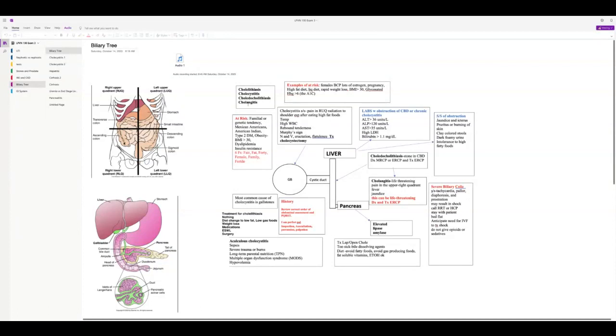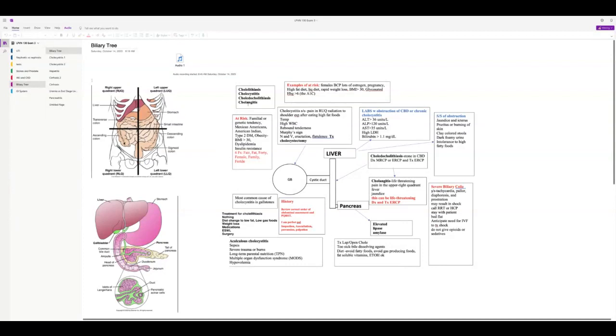It could be changing the diet to a low-fat diet, low gas producing food. So that's really important for somebody with cholecystitis or somebody that has had a cholecystectomy. So low fat and low gas producing. Medications, something called shock wave therapy. They can have that, and surgery.